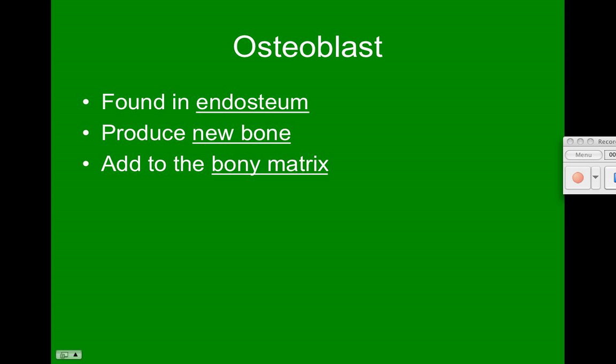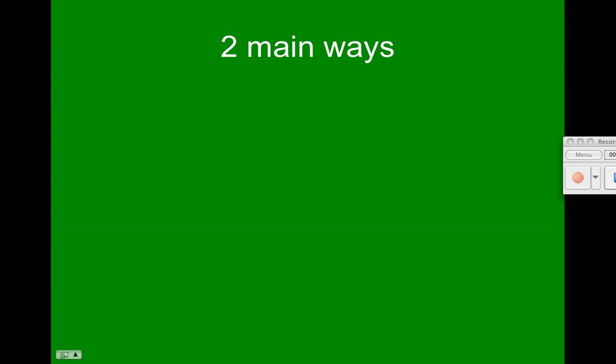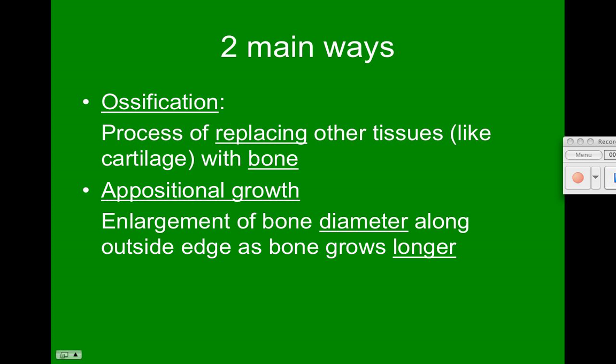Now, in terms of bone growth, how they actually grow, it involves these three cells. We have two main mechanisms of bone growth. The first is called ossification. Ossification is the process of replacing other tissues like cartilage with bone. Now, the other type of growth that we'll talk about is appositional growth. And this is when the diameter of the bone, like the shaft of the bone, gets bigger while the ossification part actually makes it grow longer.